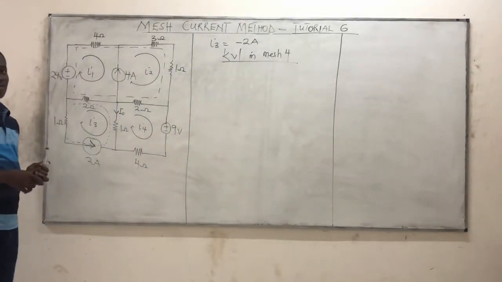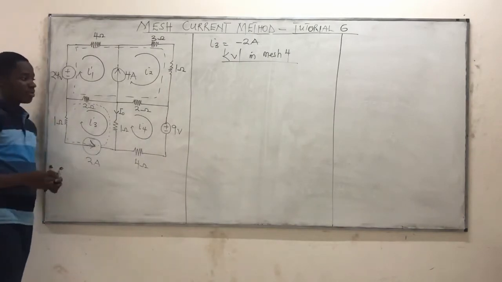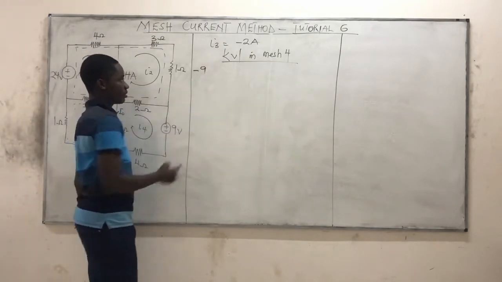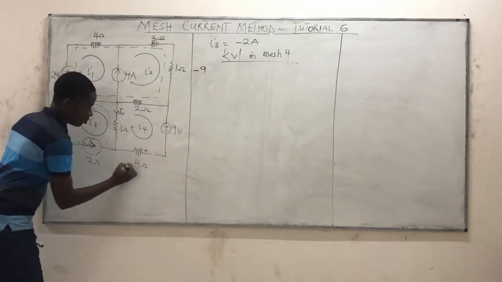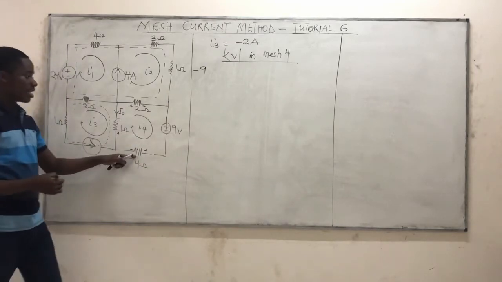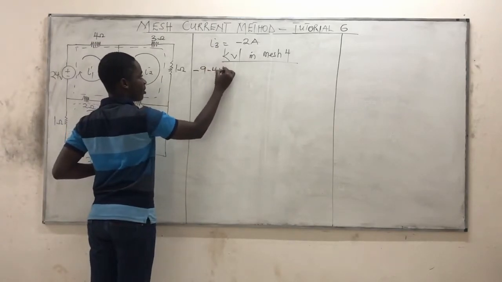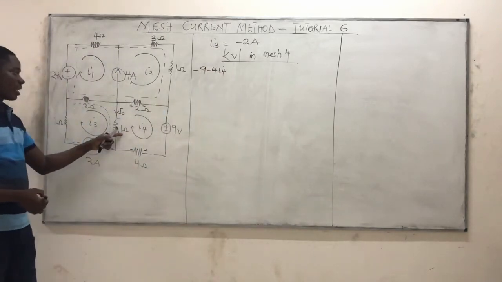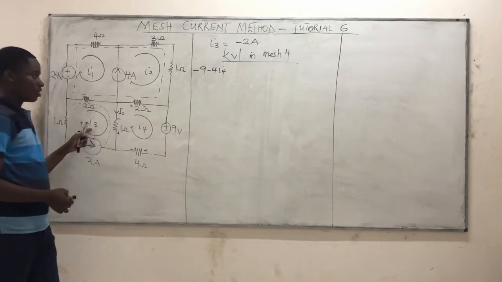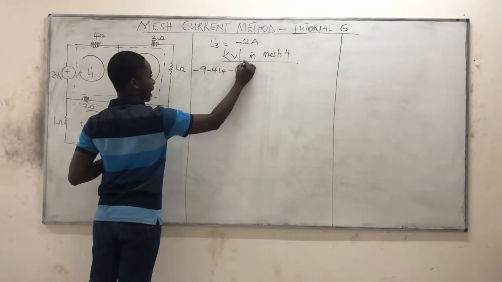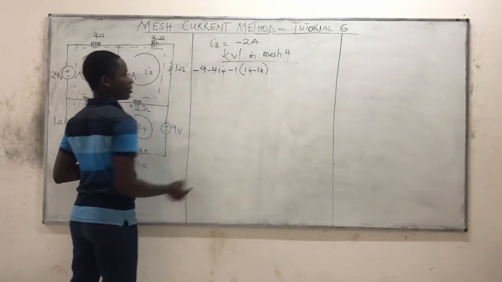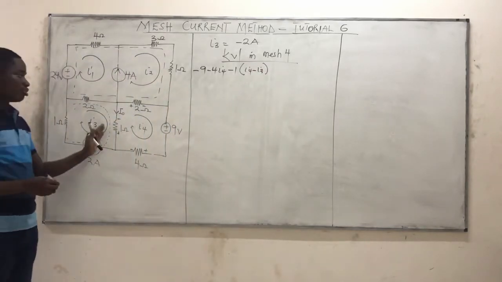You can start from any of the elements you want, so let's start from this, moving in the clockwise direction. So we have -9 volts. We move to the 4 ohms, the voltage drop will be -4 times the current I4. Then we come to the 1 ohm, which is lying between mesh 4 and mesh 3, so the voltage there will be -1 times the current I4 minus I3, because it is lying between these 2 meshes.